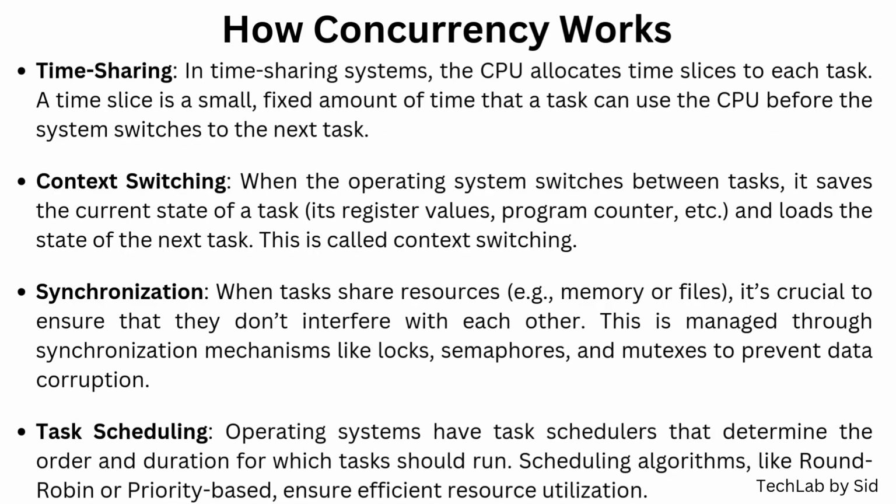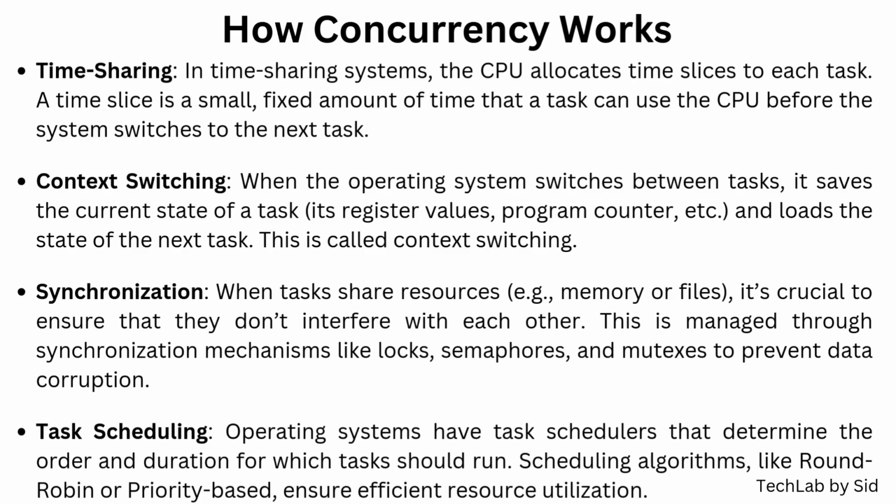How concurrency works. Concurrency is made possible through several key techniques that manage how tasks are scheduled, executed, and synchronized. One of the fundamental methods is time sharing, where the CPU allocates small, fixed amounts of time, called time slices, to each task. Each task gets a brief period to use the CPU before the system switches to the next task. This process ensures that multiple tasks can make progress without having to wait for one another, giving the illusion of simultaneous execution even on a single-core processor.